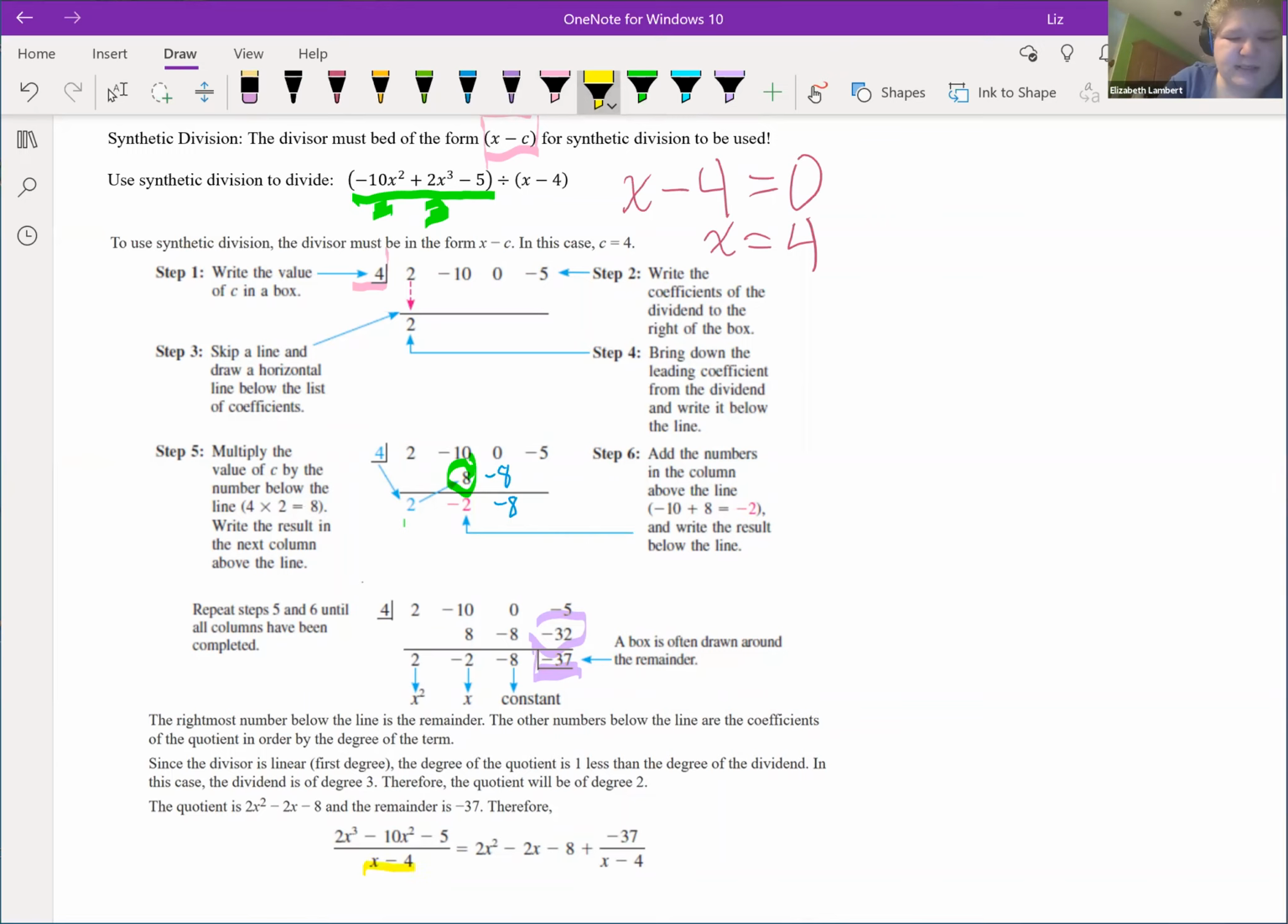Like here, let me highlight. See, x minus 4 here means x minus 4 there under the remainder. Then the way I write this looks a little funny, but so I have my remainder. The term that comes before the remainder is the constant term.